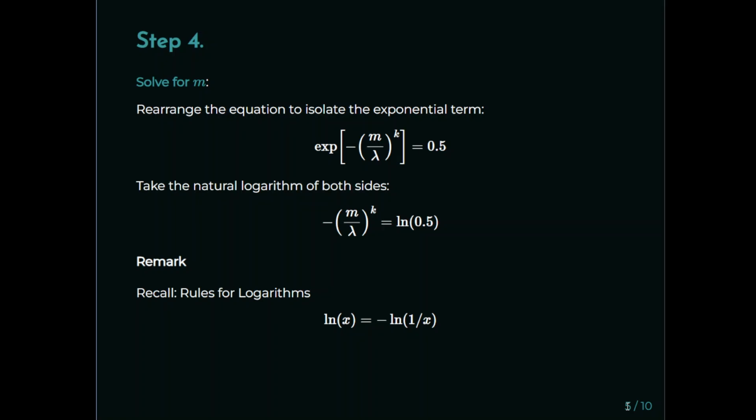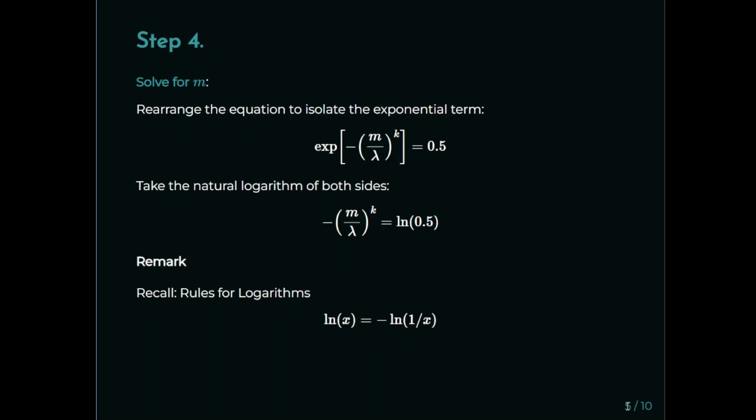So what we're going to do is take the natural logarithm of both sides. When we take the logarithm of an exponential term, we end up with the argument of the exponential. So we end up with minus m divided by lambda to the power of k, equal to log of 0.5. Now just remember the rules of logarithms: log of x equals minus the log of 1 over x, and you can work that the other way around, log of 1 over x equals minus log of x.